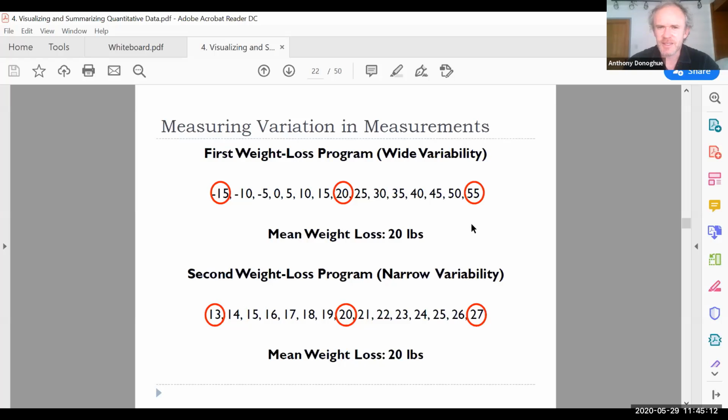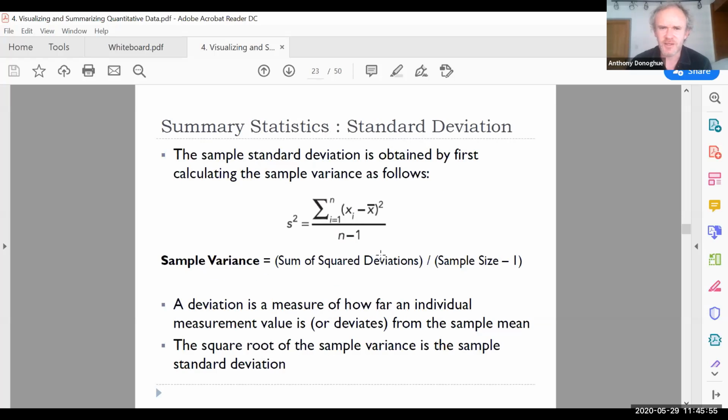So variability around the average, or the mean, is something we have to think about, because here, in a hypothetical weight loss program, say in pounds, you could have the same mean in both cases, but in one, a person losing 55 pounds and another person gaining 15 pounds, negative 15. So there's more uncertainty in how effective that program is for individuals compared to down here. So more variability, more uncertainty. Wider variability, more uncertainty. So we need a measure of that. We need to be able to measure the variability around the mean. And so that's the standard deviation.